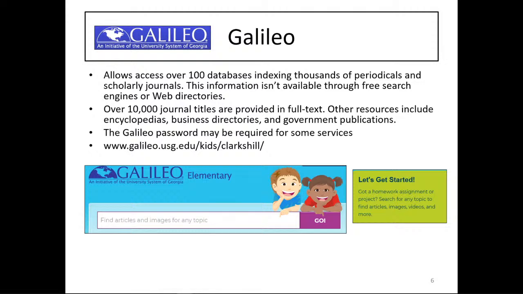Galileo is a great resource. Galileo may require a password. Basically, just contact the library, call into the library, and they'd be able to give you what the password is. It's something that changes every once in a while. So what's Galileo? Galileo is more than just doing a Google search. It allows access to over 100 database indexes, thousands of periodicals, scholarly journals, for someone working on a paper. They're working on a degree. They're working on something for school. Definitely not something that you could just use Wikipedia for. So that's a great resource.